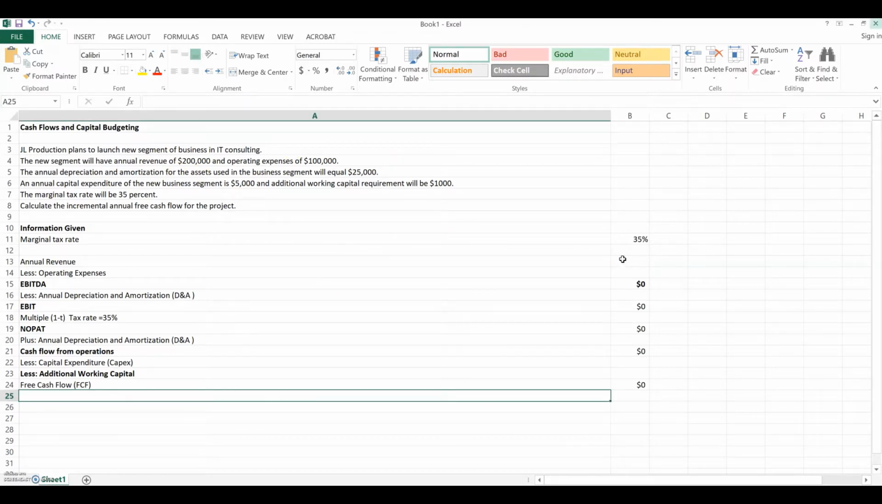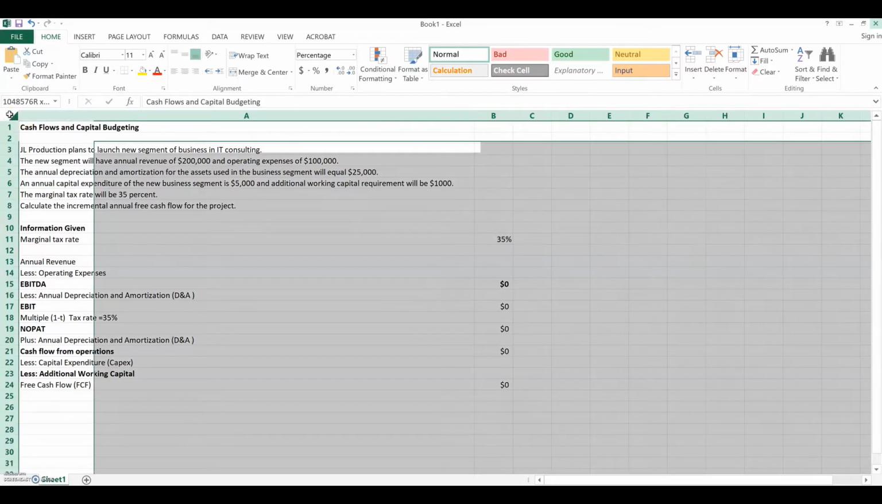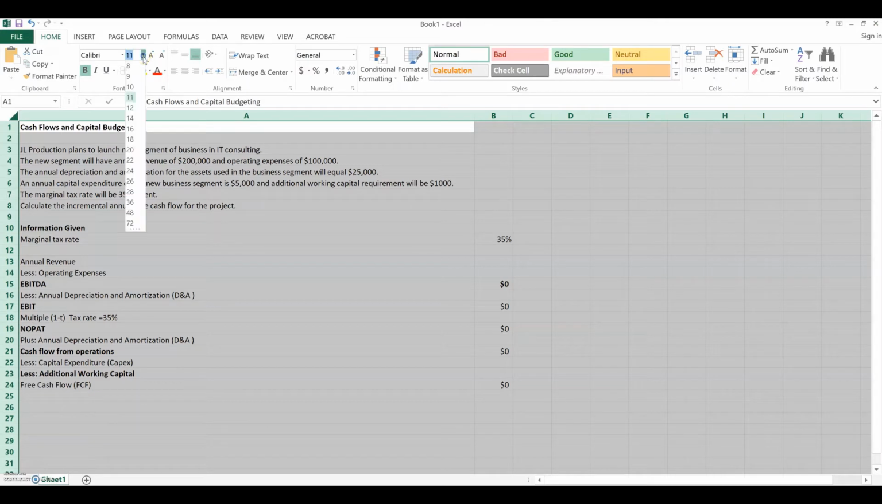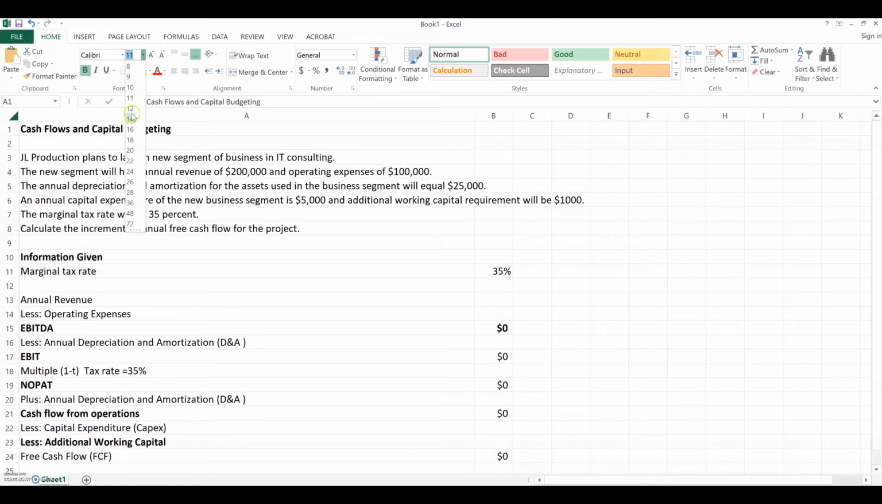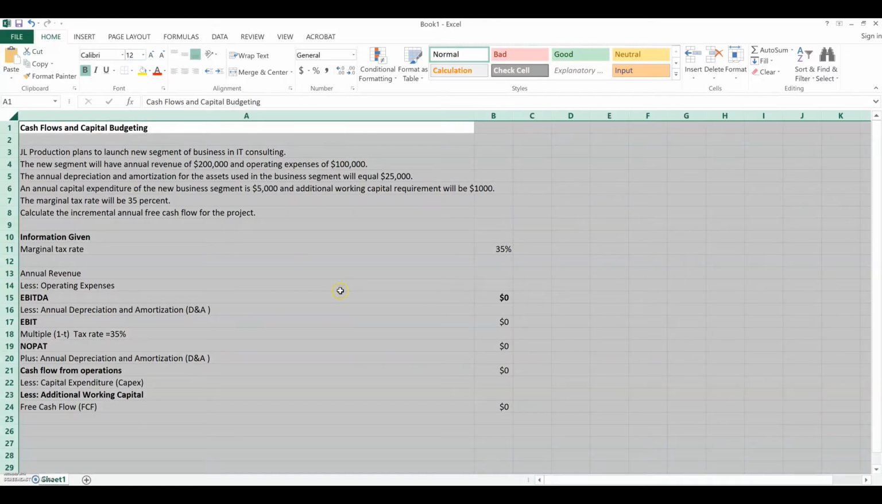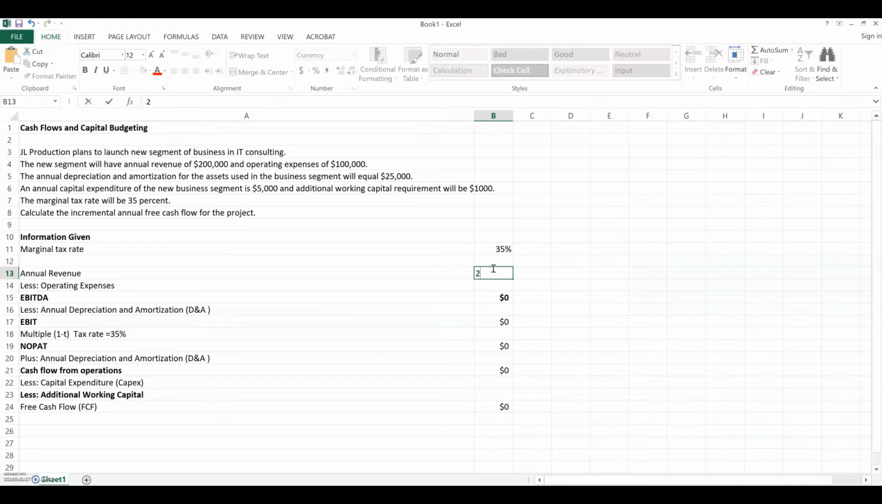So, we can write the amount. Let me just quickly drag it, or maybe I can increase the size a little bit so that it will be visible for you guys. Let us keep it 12. So the annual revenue is $200,000.